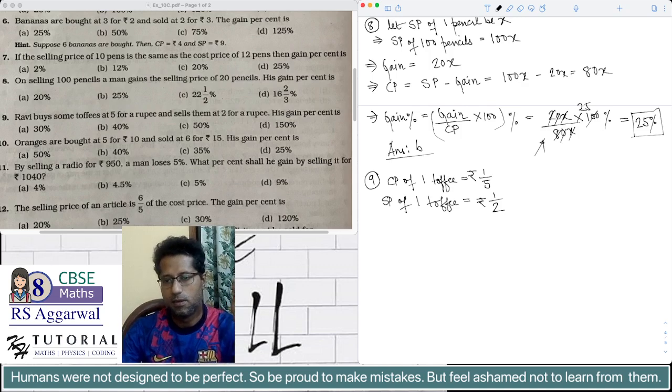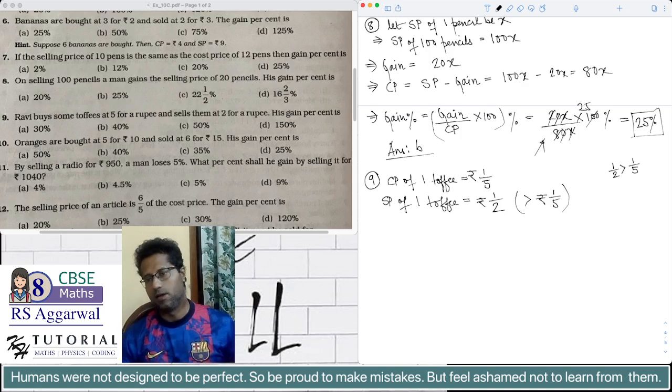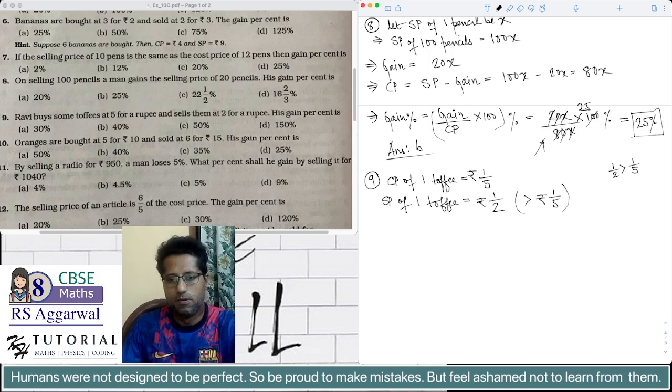Now we can see that the selling price is rupees half and the cost price is rupees 1 by 5. Half is greater than 1 by 5, because the numerators are the same and the denominators are different, and in a fraction or a rational number, the number with a lesser denominator is always greater.